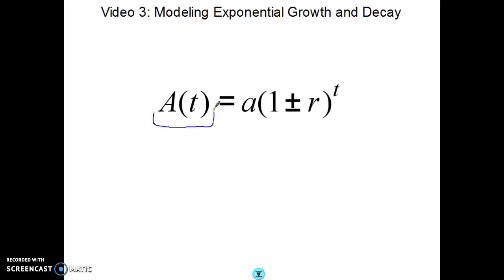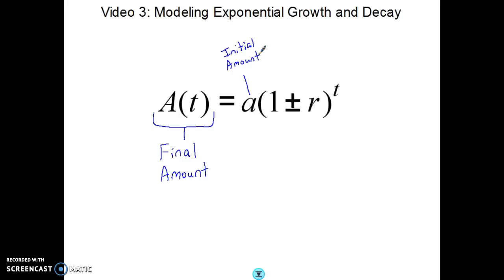A of t is our final amount. This is the output after a given time t. Now remember, this is not a times t, this is function notation. It means what is A at a certain time t. This little a over here is our initial amount. This is the starting value for the problem.